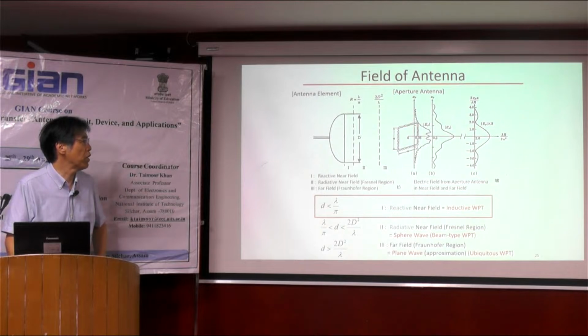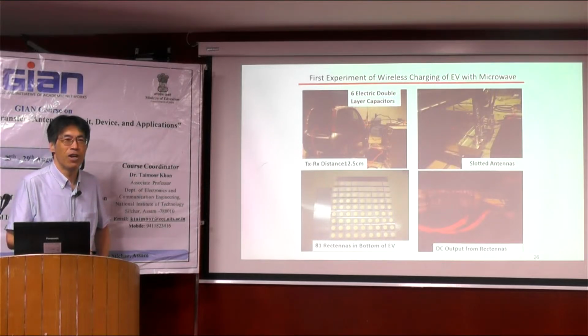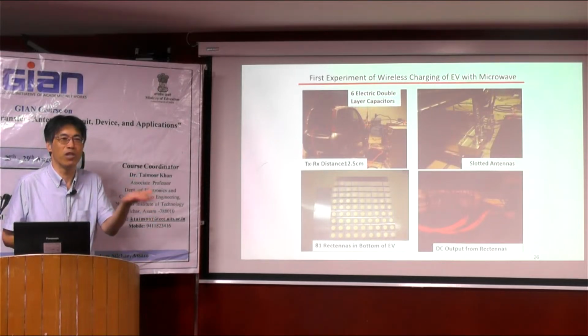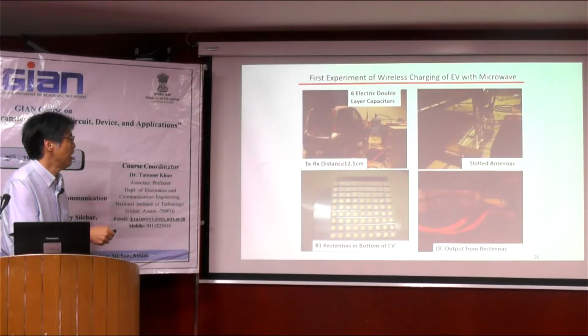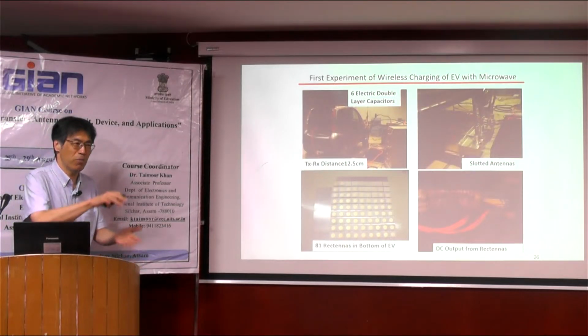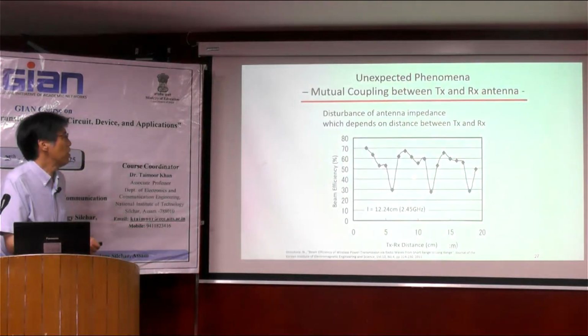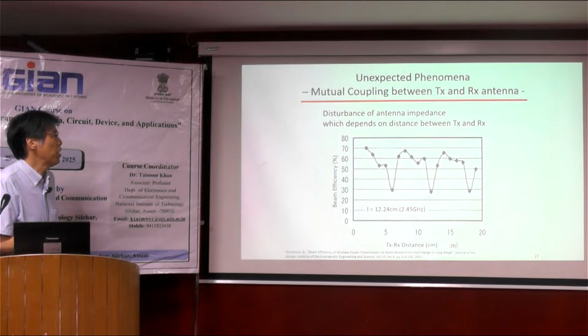I will introduce our experience. About 20 years ago, we developed a wireless charger for electric vehicles, from the road to the bottom of the EV. The distance between the transmitter on the road and the receiver at the body was about 1 lambda. We used 2.45 gigahertz, so it's a very close distance. What happened in this experiment? This is the estimated beam efficiency by changing the distance between the transmitting antenna and the receiving antenna.